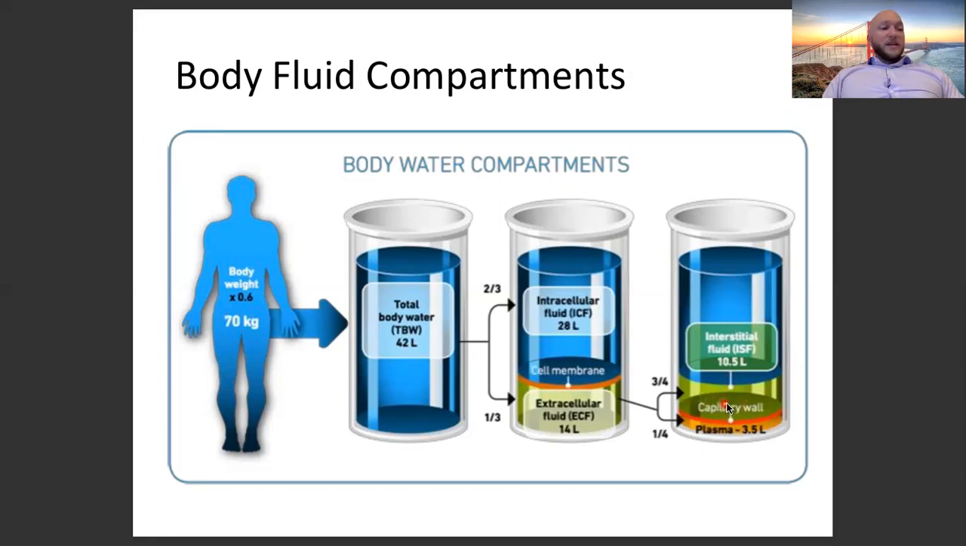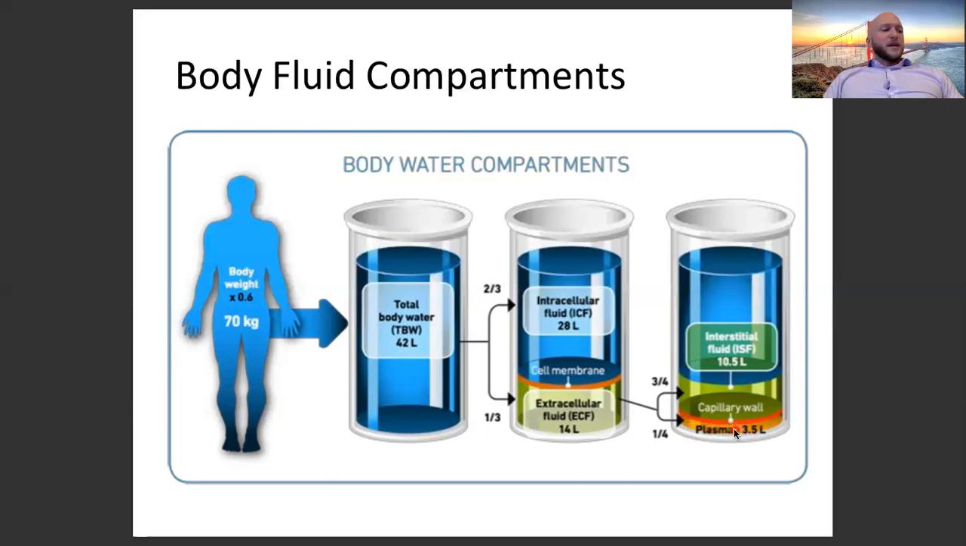About 3 liters of our fluid is found in plasma. So plasma is the liquid portion of our blood, so our blood, not including the white blood cells and the red blood cells. And transcellular fluid is usually about 0 to 1 liters.